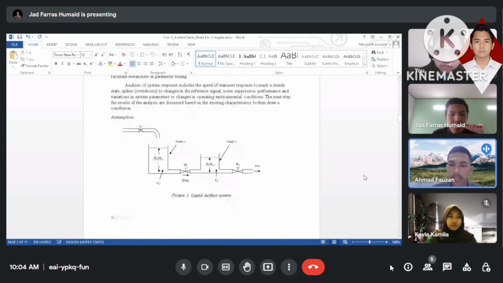And this is the assumption: we have an inlet valve, tank number one, resistor number one, tank number two, resistor number two, and we have the outlet.